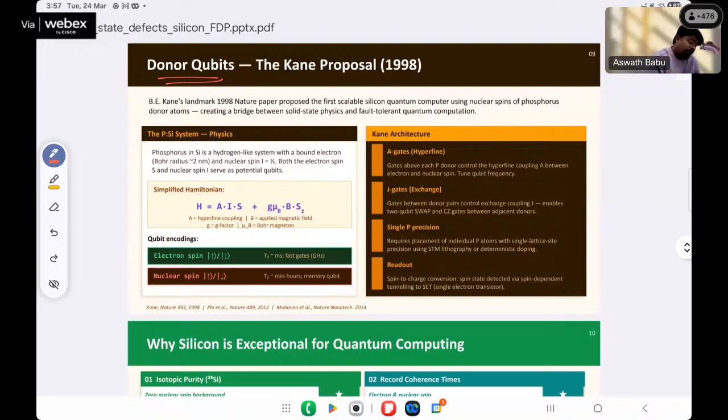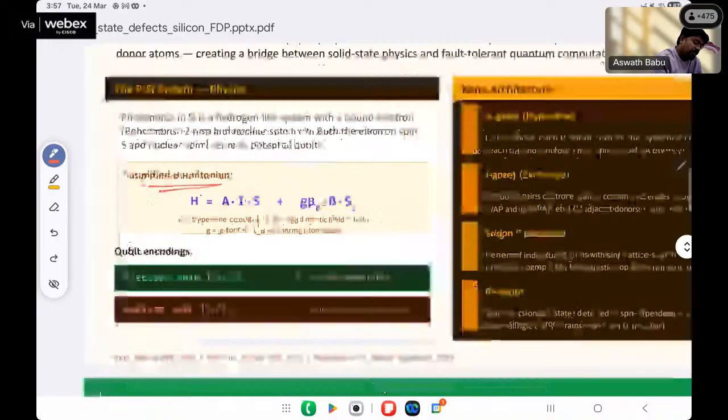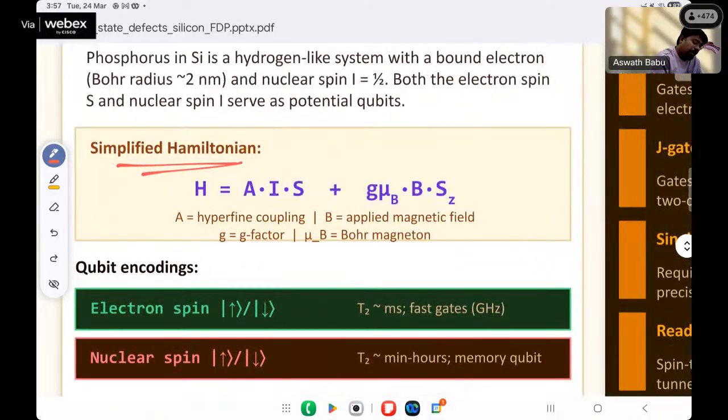So usually we represent it in terms of a simplified Hamiltonian. In this Hamiltonian, if you carefully see, there is a coupling factor, A, and the applied magnetic field, B. And mu B is the Bohr magneton. Magneton means how much magnetic field is generated by a single electron rotating on its own axis, or rotating in the presence of an external magnetic field. What is this Hamiltonian?